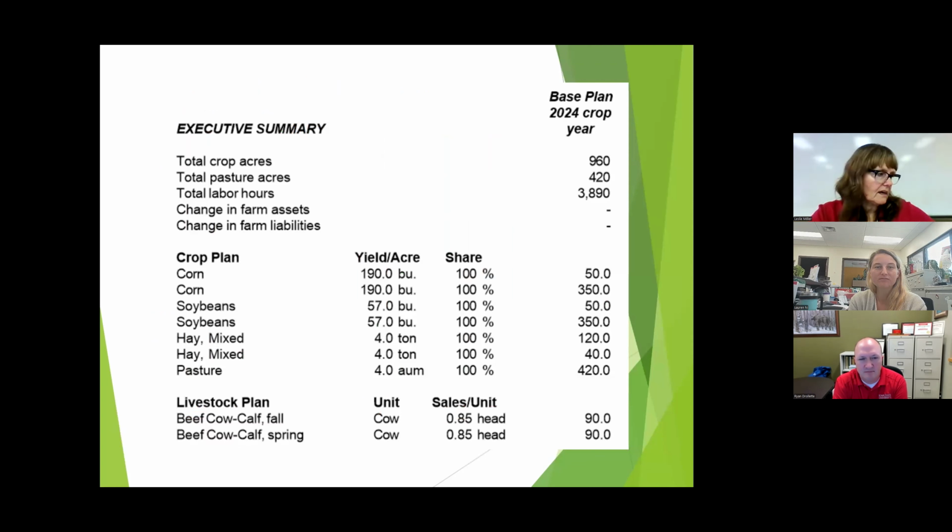So if you look at the cash flow, there's a handout that's marked Sample Farms 2024 crop year. And I actually did this a few weeks ago.